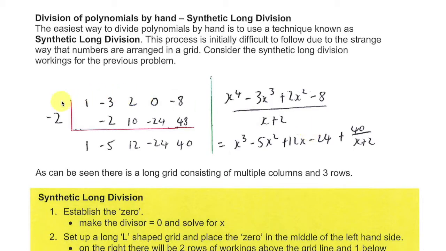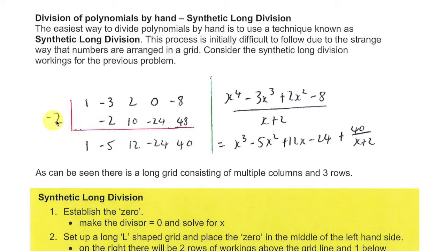You begin by putting in a red L shape like so. You take a look at what the divisor is, and I've got positive 2 here, so the direct opposite of that is negative 2, so I'll place a negative 2. In this top line, I'm going to list the coefficients of that. So 1, negative 3, 2, and negative 8, and that's shown here. At this stage, you should have nothing here and nothing there. Your very first step is to take this 1 and drop it down.